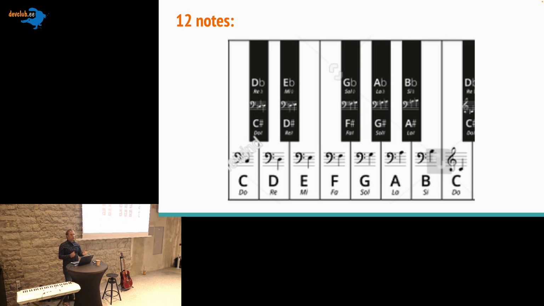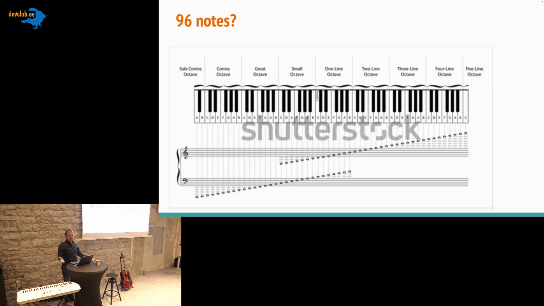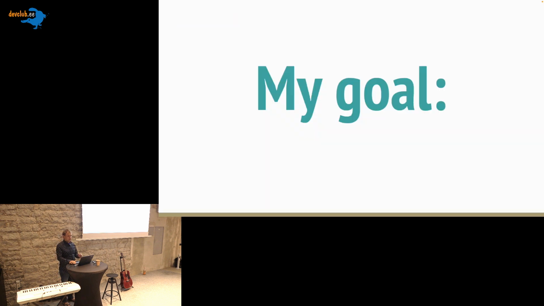And 12 also is not correct. Actually, how many notes do we have? Who knows? Infinity. Yes, infinity is the right answer. But if we count the notes that our ear can hear, it's around that. Anyway, the question is why do we have 7 notes, like do, re, mi, fa, sol, la, si, you know?